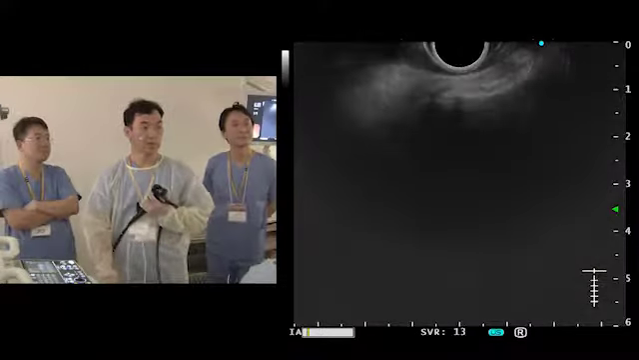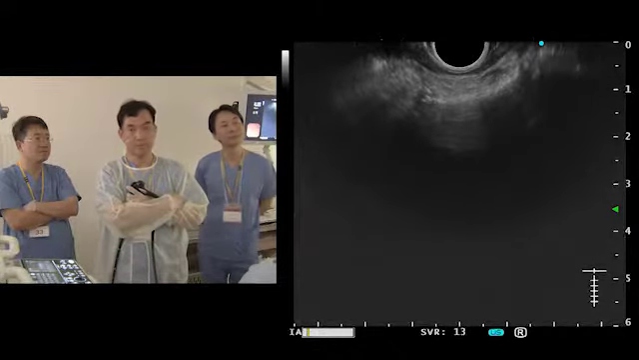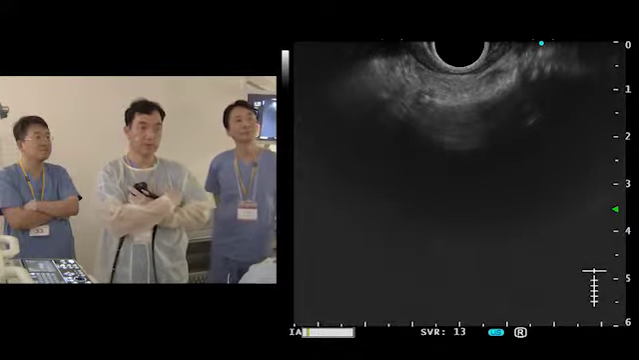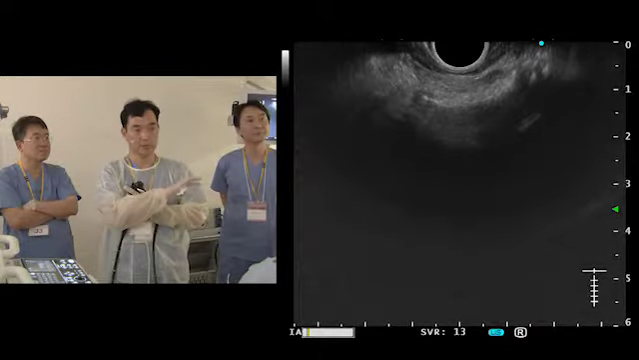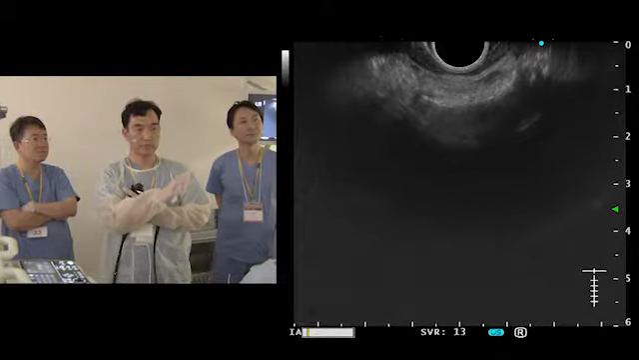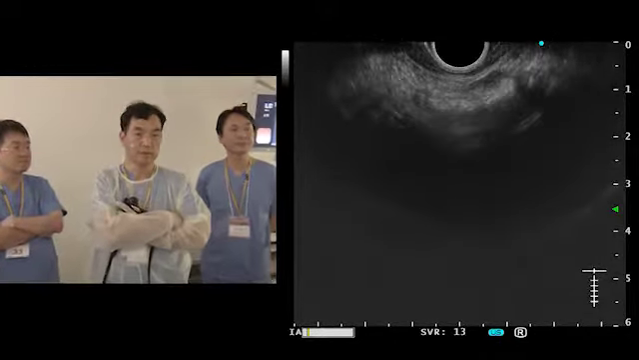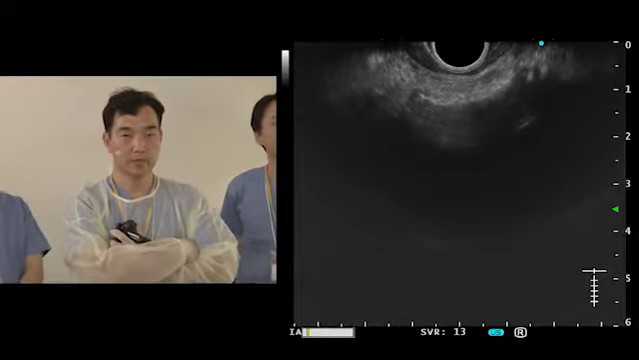So this is a young gentleman who had a health checkup and underwent upper endoscopy, and they noticed this nodule, overlaid by smooth normal esophageal squamous mucosa, and it looks like a stiffer nodule. So it was a submucosal tumor.